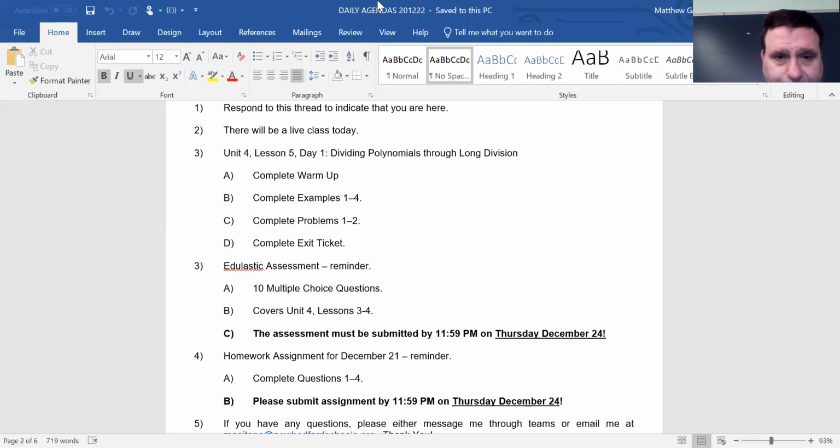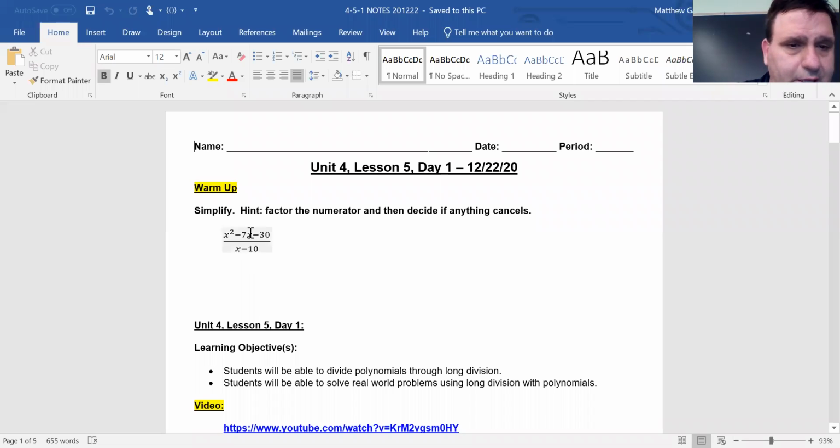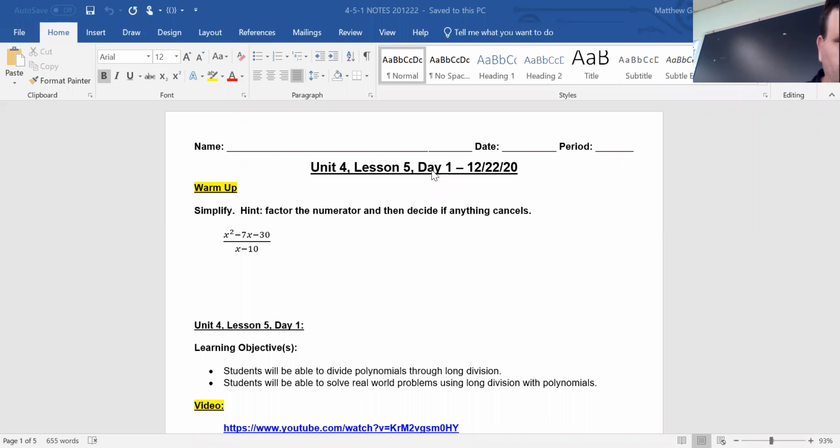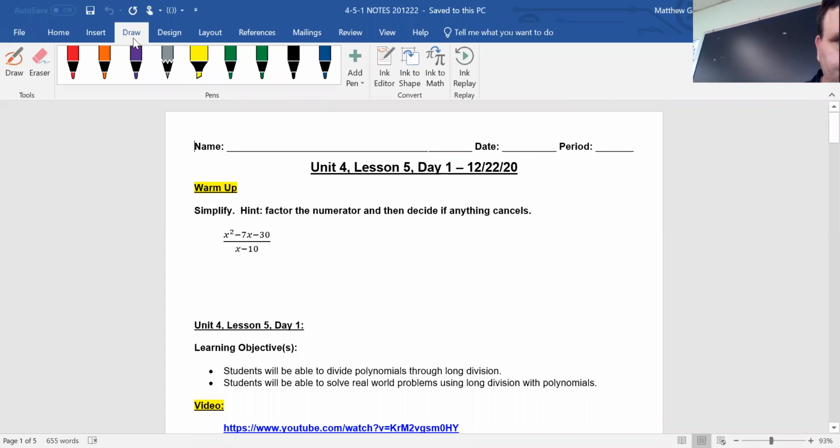So if we can get to, here we go. The thing I want you to look at is this warm-up: factor the numerator and decide if anything cancels. And after you do that, I just want you to simplify, because this will help us as we move into division. Okay, so it's a pretty straightforward example.